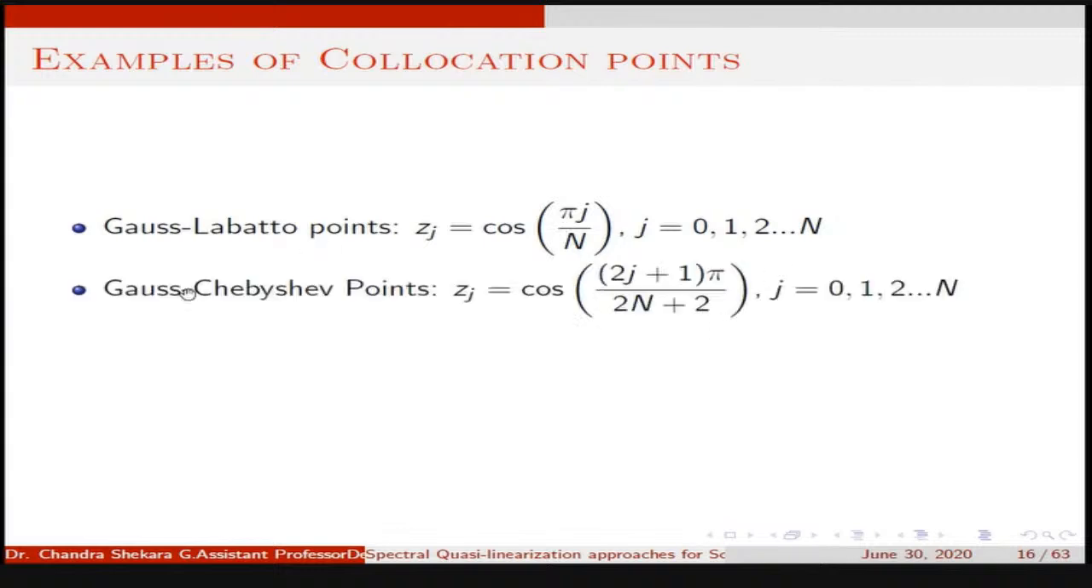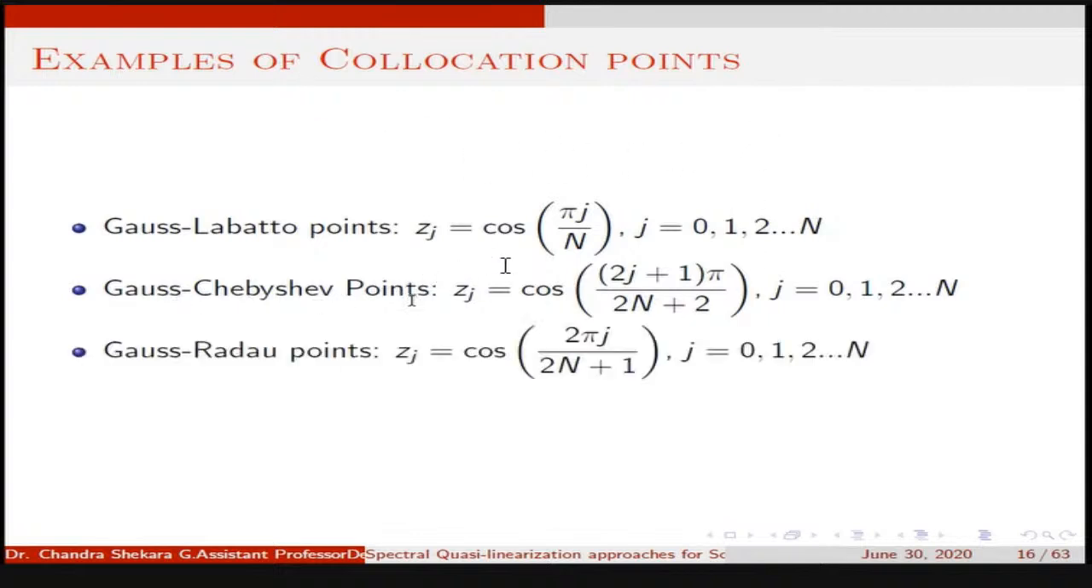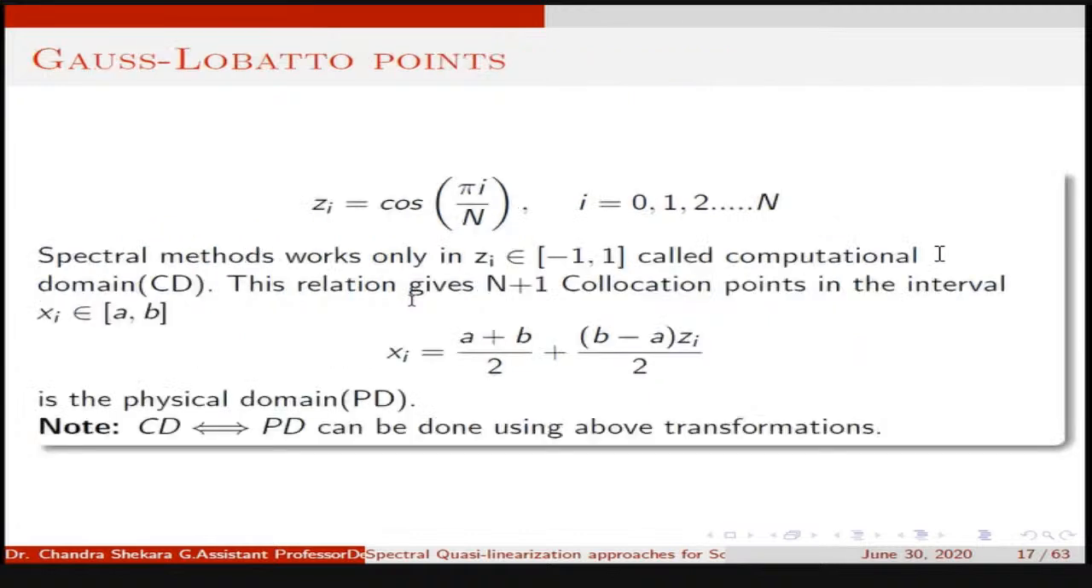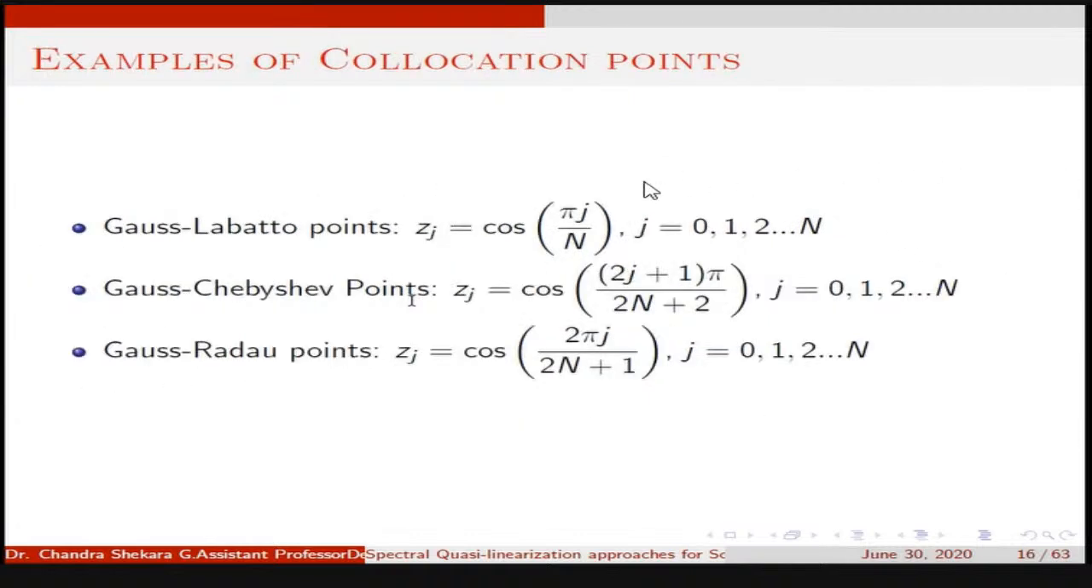There exist other types of collocation points, called Gauss-Chebyshev points. Then there exist Gauss-Radau points. So these are the different types of collocation points that exist. You can use any one of them while solving the examples. But I'm using Gauss-Lobatto points to demonstrate the method applied to nonlinear and linear differential equations.